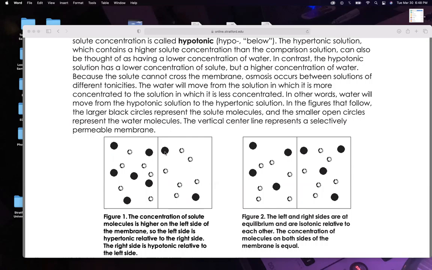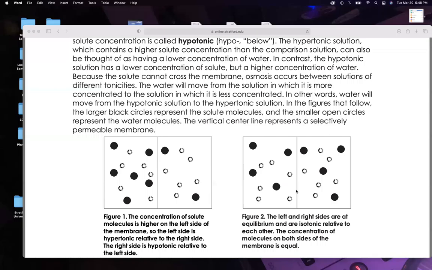But let's call these little black dots sodium or salt. Here in A, that's 6. But here in B, there's only 1 or 2. So box A would be a hypertonic solution. Box B would be hypotonic. Hyper, a lot. Hypo, less.